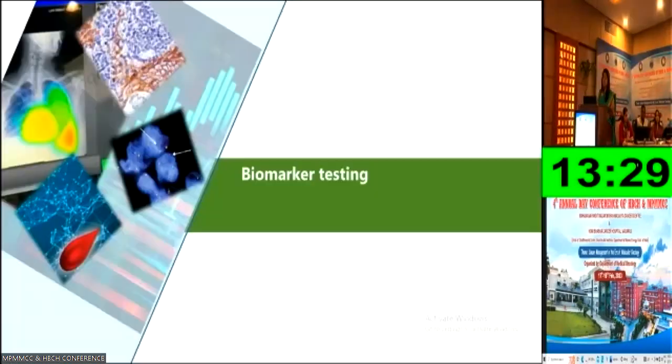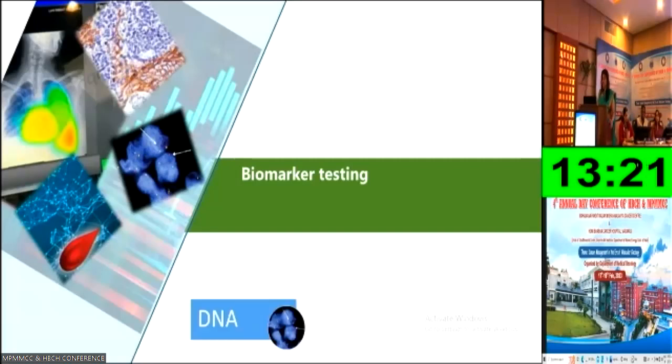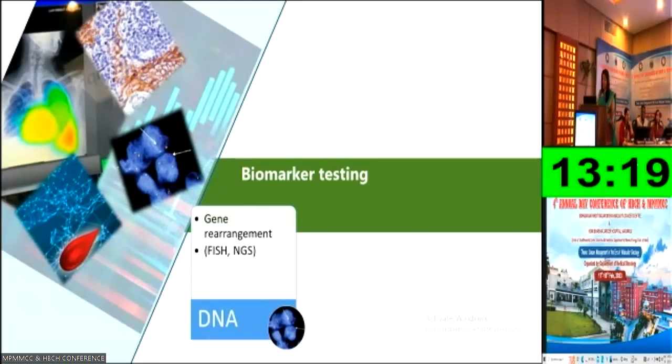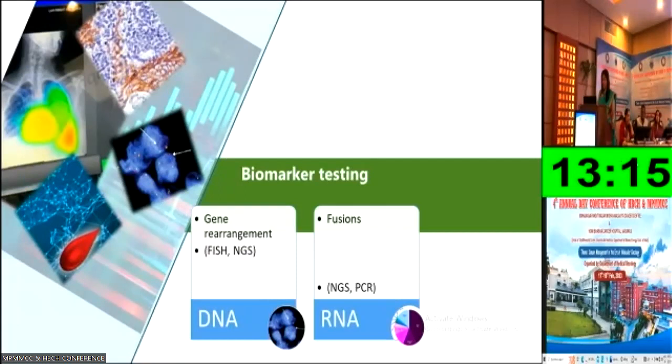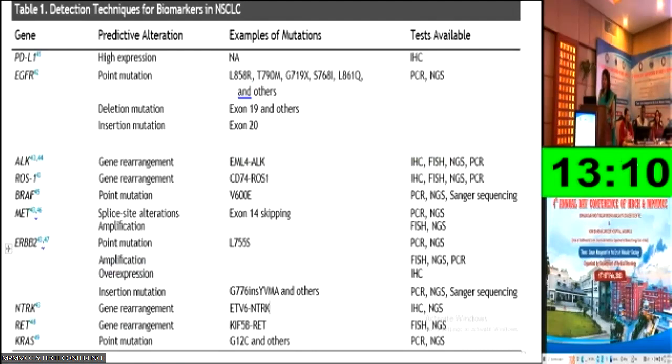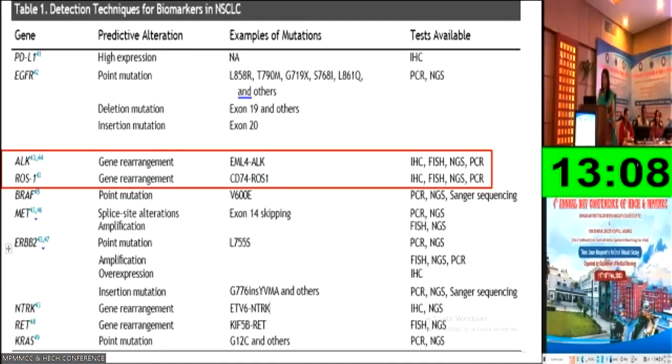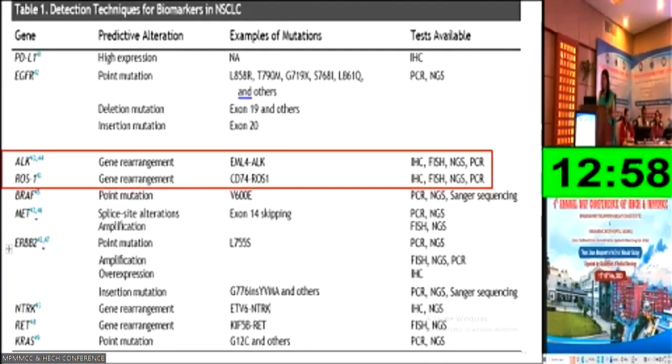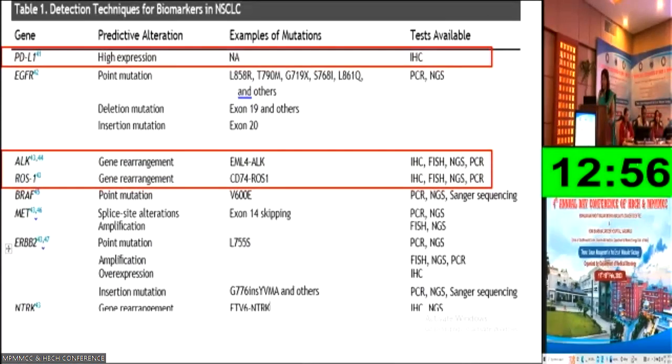Biomarker testing is very important, and you should be very vigilant when you interpret, because a positivity will determine a marked change in the management. You can test a biomarker at the DNA level, where you use FISH or NGS, at the RNA level, where you again use NGS, PCR, and at the protein expression level with the help of IHCs. Now I will be talking on ALK, ROS and PD-L1. ALK and ROS are fusions or gene rearrangements, and you can use IHC, FISH, PCR, and NGS, and PD-L1 is basically by IHC.